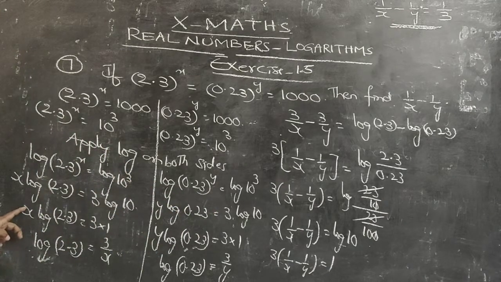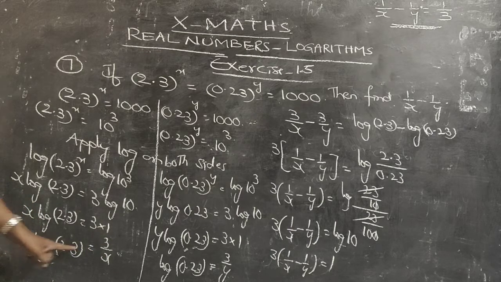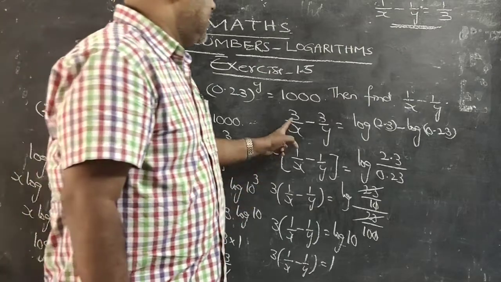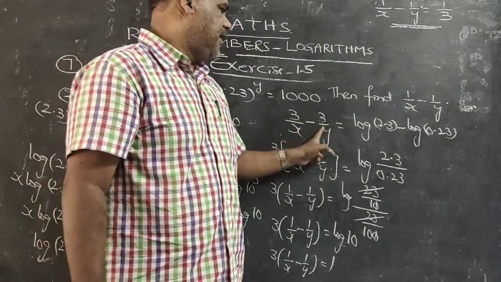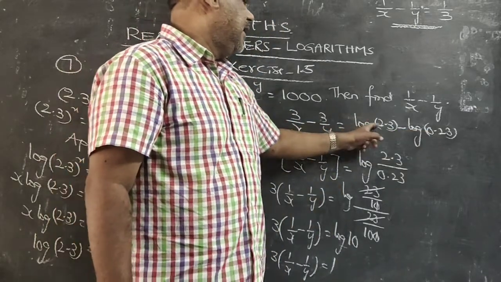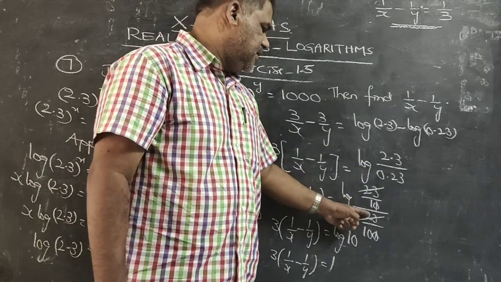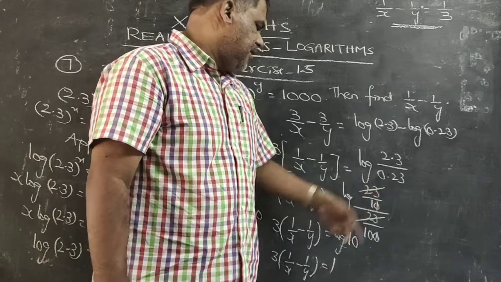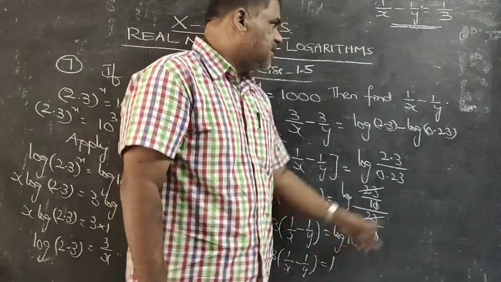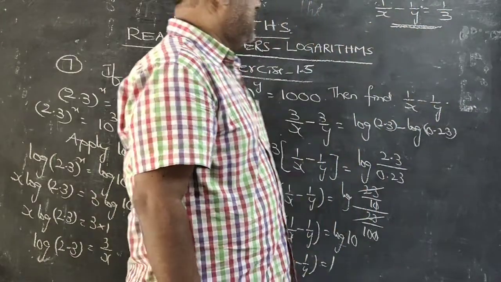So substitute in both cases. Then, after sending x that side, you will get 3 by x is equal to log 2.3. Here 3 by y is equal to log 0.23. Now 3 by x minus 3 by y you should find out. Log 2.3 minus log 0.23. Log a minus log b is log a by b. That is 23 by 10 by 23 by 100. 23 can cancel. You will get log 10, which is 1. After sending 3 that side, you will get 1 by x minus 1 by y is equal to 1 by 3.